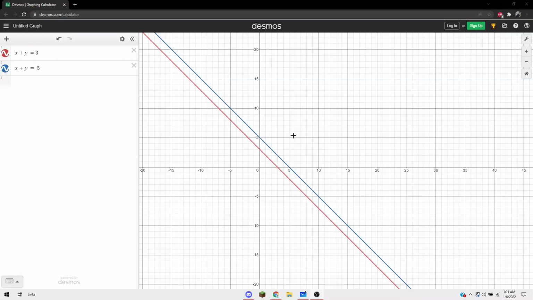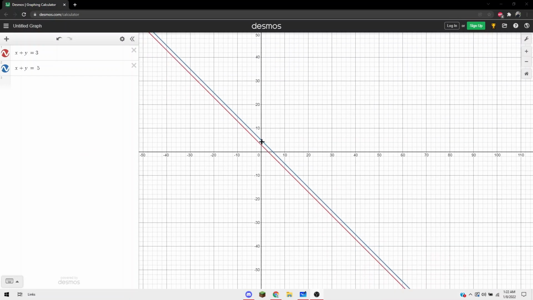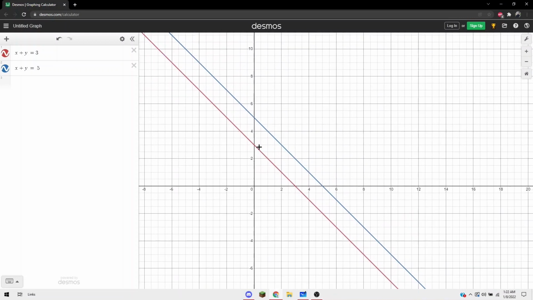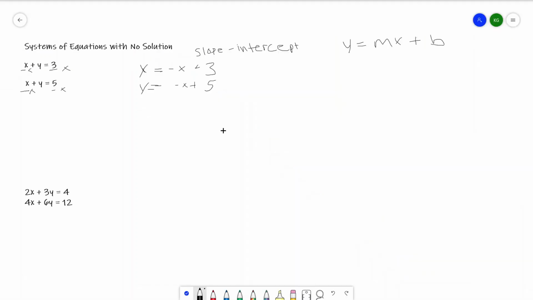To help you visualize this, I've put it on Desmos, which is a graphing resource you can use when you need math help with graphs. And as you can see, these two equations don't intersect. Why is this? These are what we call parallel lines. That's when the slope is the same but the y-intercept is different. For negative x plus 5, m is -1, and the same for the top one. So the slope is the same for both.